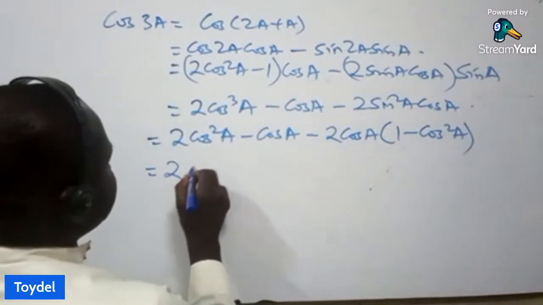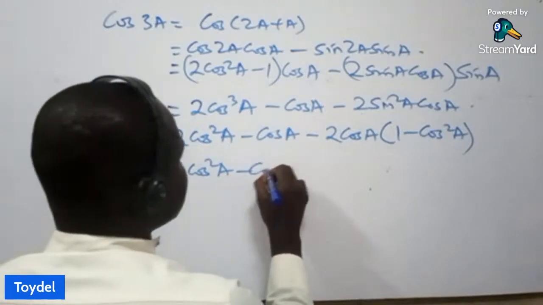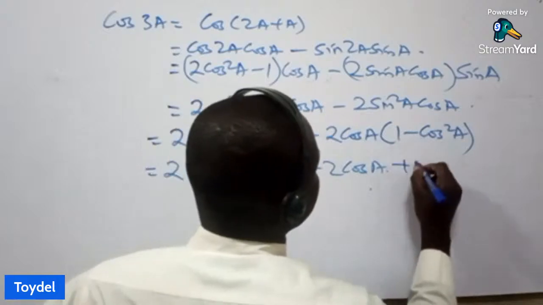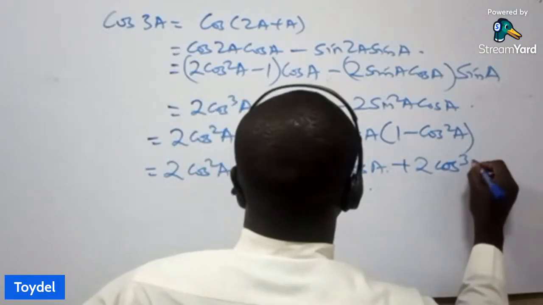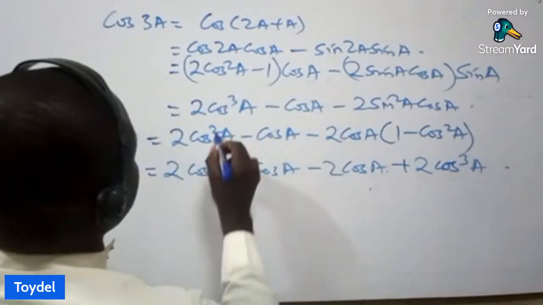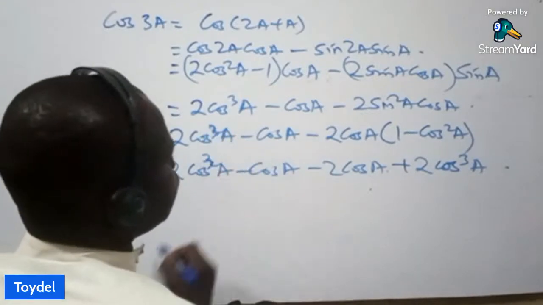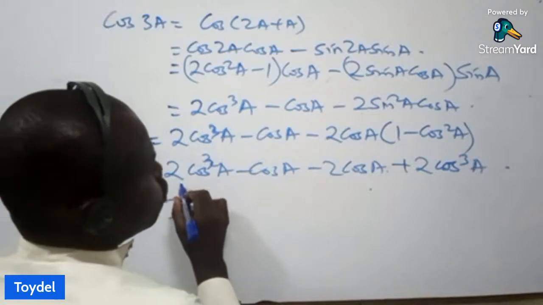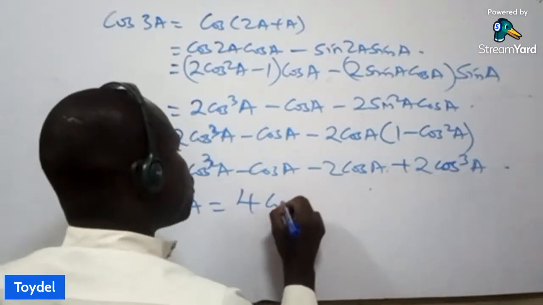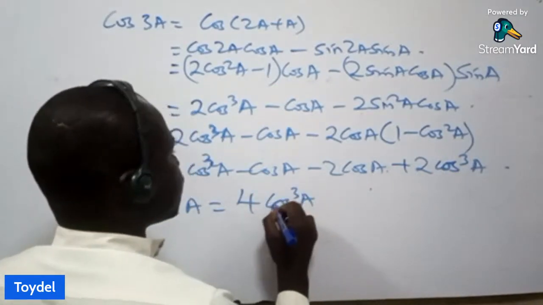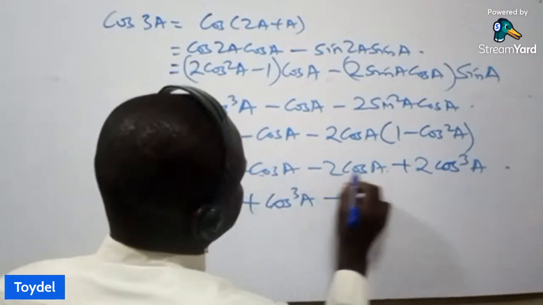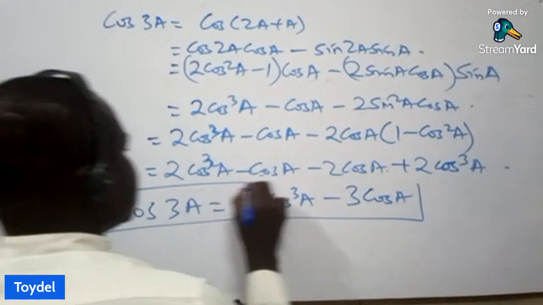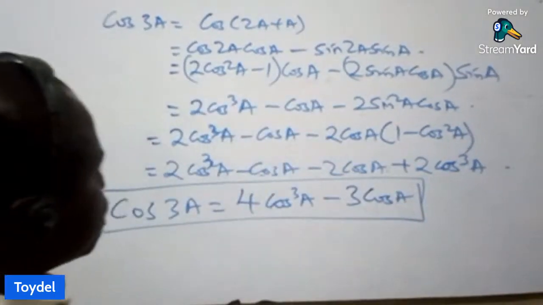So from there now, I'm going to have 2 cos cube A minus cos A, then minus 2 cos A, minus becomes plus 2 cos cube A. This is cos cube A. Then from here, we realize that cos 3A will now be 2 cos cube A plus 2 cos cube A, that will be 4 cos cube A, then minus cos A minus 2 cos A, minus 3 cos A. So this will be the expression for cos 3A in terms of cos.